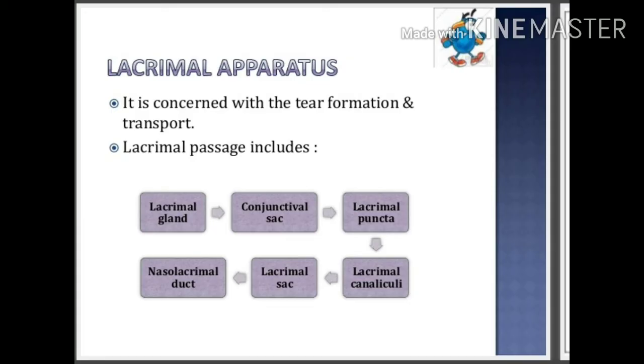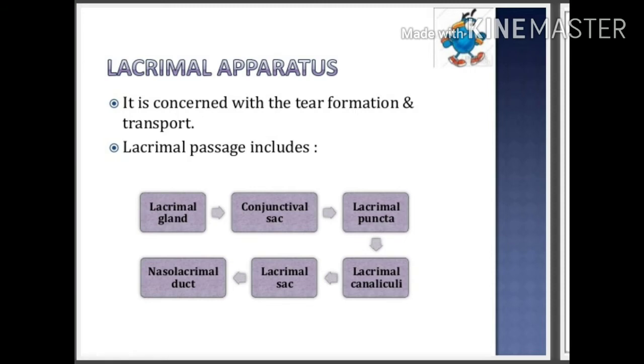What is lacrimal apparatus? The lacrimal apparatus consists of the lacrimal glands that secrete the lacrimal fluid and the lacrimal passages that drain the lacrimal fluid into the nasal cavity.